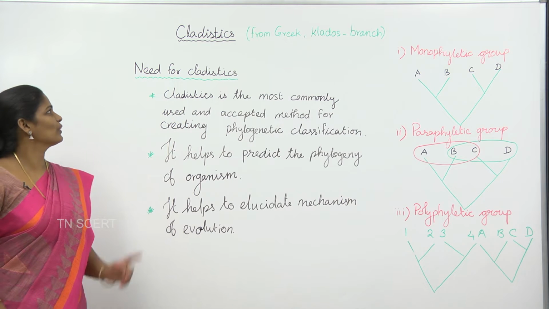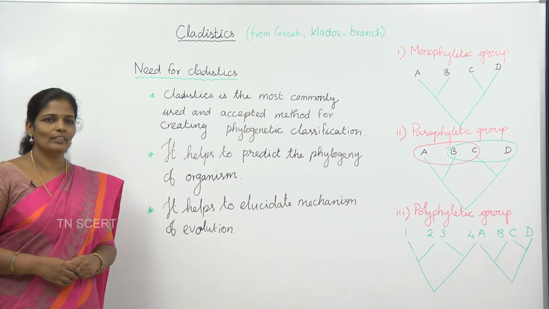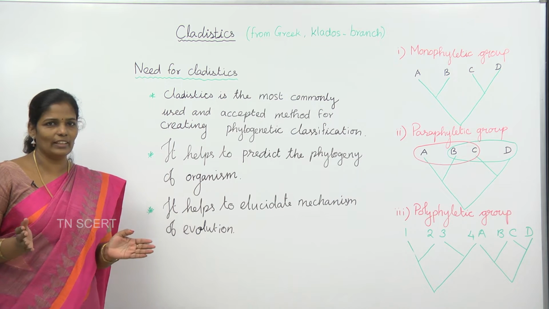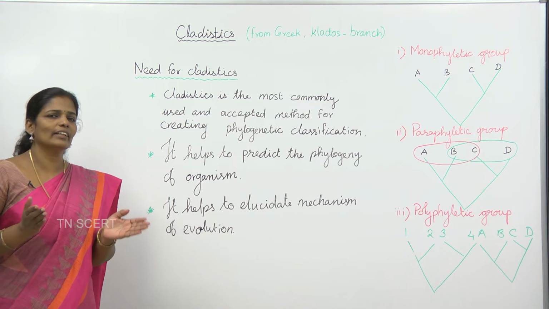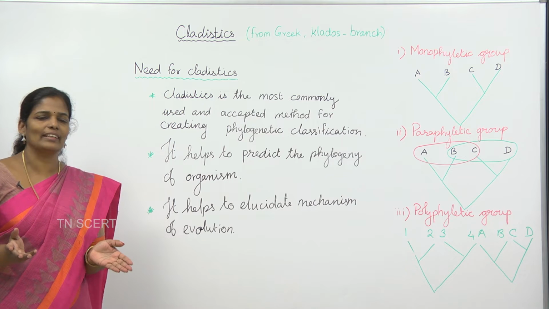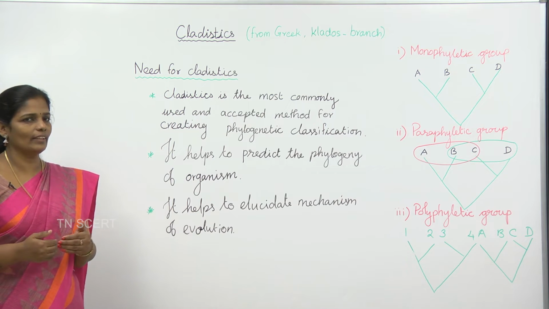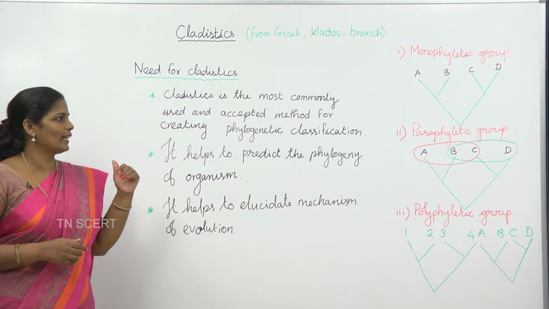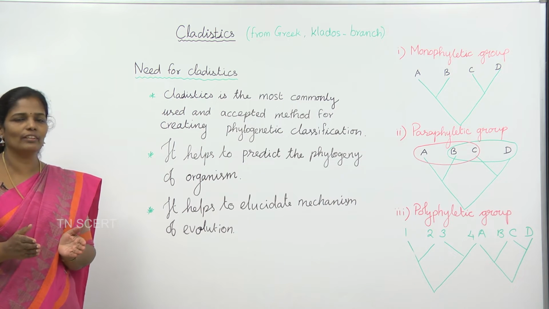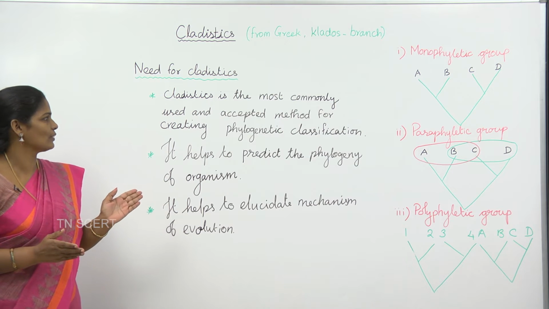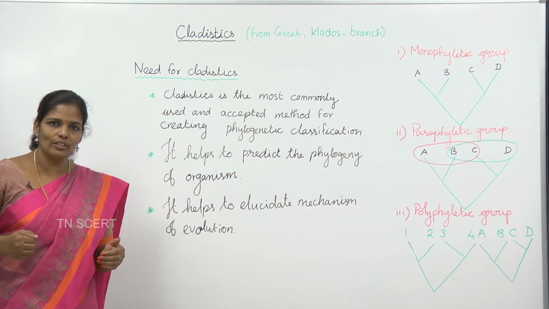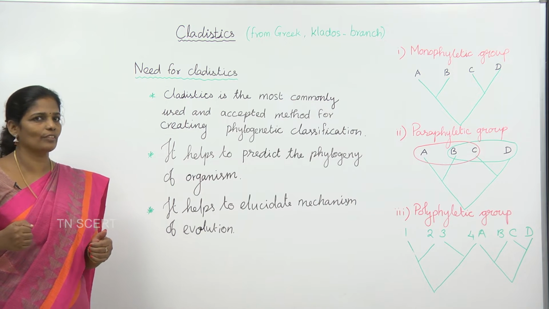Let us see now about the need for cladistics. I told you already, it is a tool used to construct a cladogram, isn't it? That plays a vital role in taxonomy or classification, right. So, let us see the needs of classification. It is the most commonly used and accepted method for constructing phylogenetic classification. Phylogenetic classification is nothing but classification based on evolutionary characteristic features.